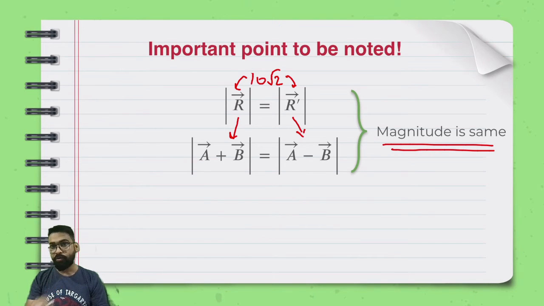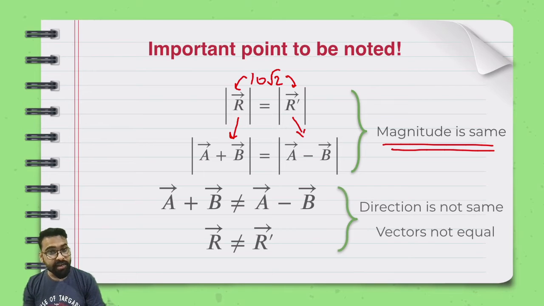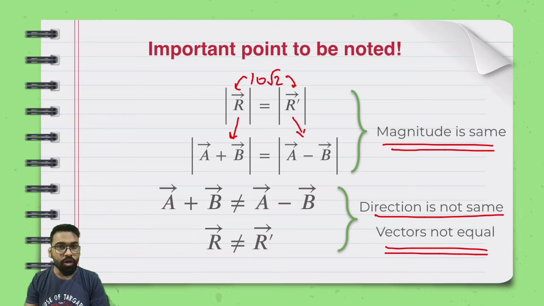But if I talk about the direction, I will say that a plus b in vector form, without the magnitude, if I take the full vector, is not equal. Why is it not equal? Because the directions of both of them were different. That means r vector and r dash vector are actually different, even though the magnitude is actually the same. So what is the next thing that I say? That since the direction is not the same, the vectors are not equal.